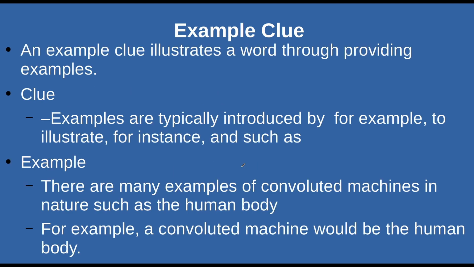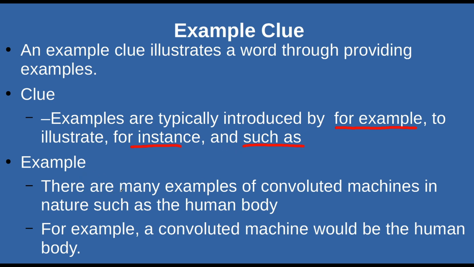Next one, this is clue number 3 of 5, called the example clue. An example clue illustrates a word through providing examples. So it's very similar to the definition, but the difference is this: with a definition clue, they tell you directly what the word means. With an example clue, they might provide an illustration, which is almost the same thing, but not exactly. Examples are typically introduced by such phrases as, for example, to illustrate, for instance, and such as.